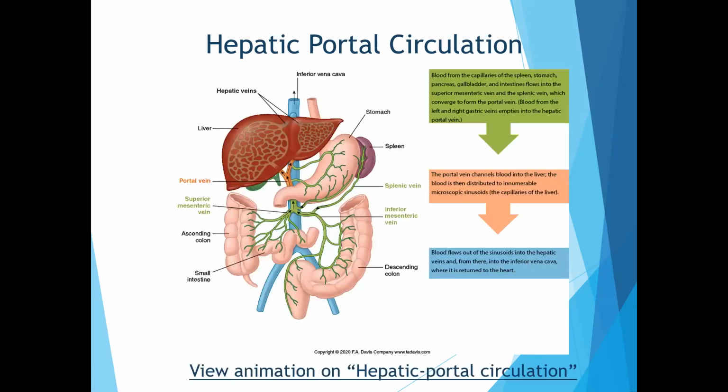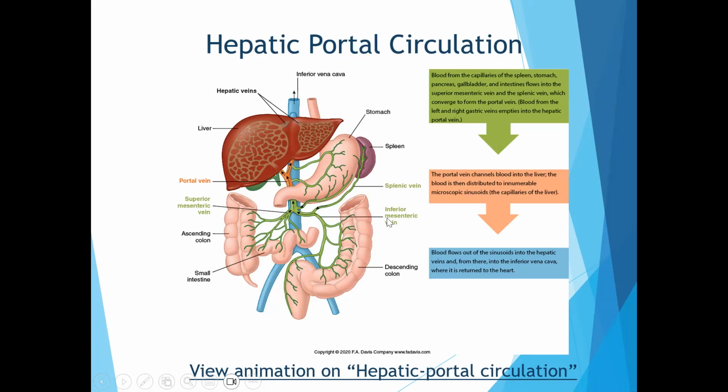All right, here's a little bit of an illustration of this. Don't worry too much about memorizing every single piece here. I need you to get the big picture that we're sending blood to the liver to be cleaned before it goes back to the heart. The stomach, the spleen, and both the large intestine and small intestine are all part of this hepatic portal circulation. Again, there's an animation that walks you through this. Blood from the capillaries of these different organs flows into our superior mesenteric vein and inferior mesenteric vein.